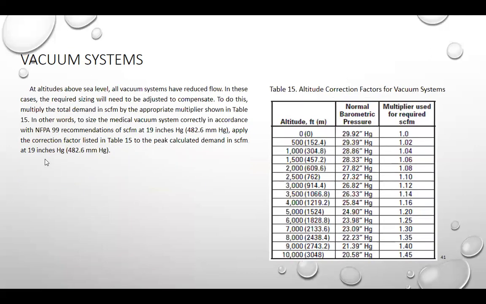At altitudes above sea level, all vacuum systems have reduced flow. In these cases, the required sizing will need to be adjusted to compensate. To do this, multiply the demand in ACFM by the appropriate multiplier shown in table 15, altitude. In other words, to size the medical vacuum system correctly in accordance with NFPA 99 recommendation of ACFM at 19 inches mercury, apply the correction factor listed in table 15 to the pre-calculated demand in ACFM at 19.